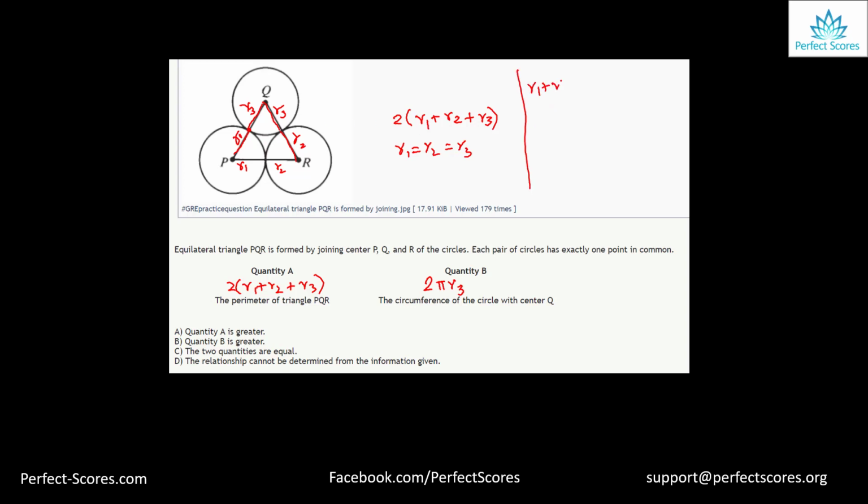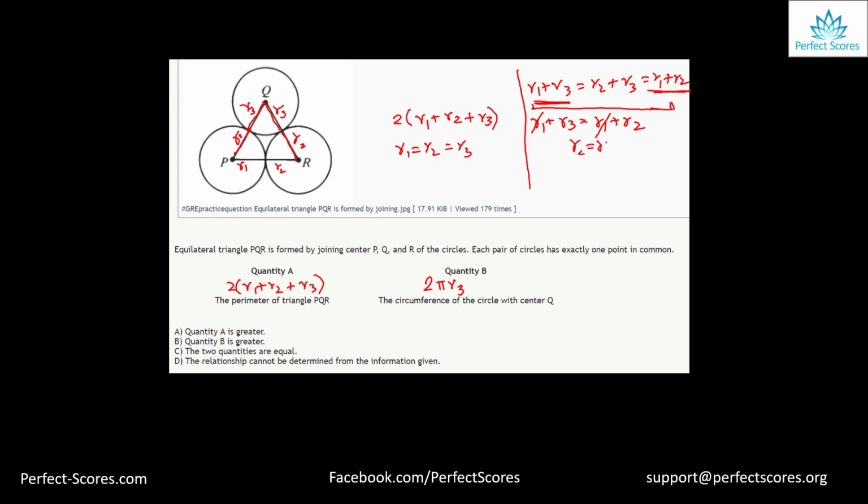R1 plus R3 is going to be equal to R2 plus R3, which is going to be equal to R1 plus R2, because this is an equilateral triangle. All three sides are equal to each other, and that means the sum of any two numbers is equal to the sum of any other two numbers. So from here I can say that these numbers are going to be equal. If you want to prove it, you can equate these two. So from here you get R1 plus R3 is equal to R1 plus R2, so these two get cancelled.